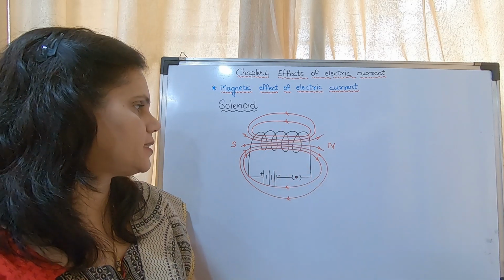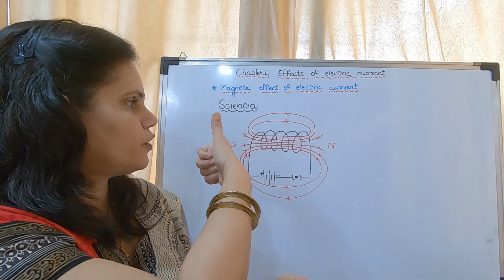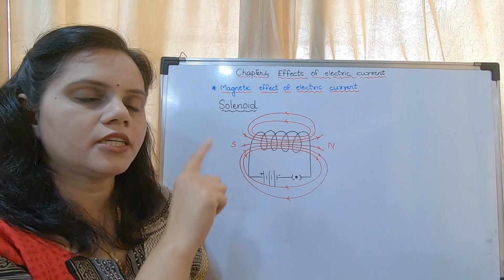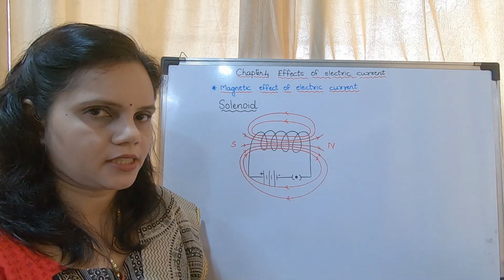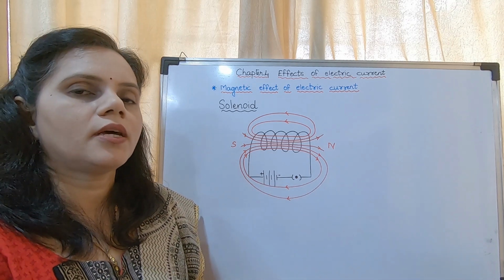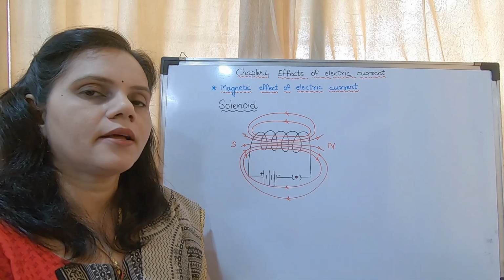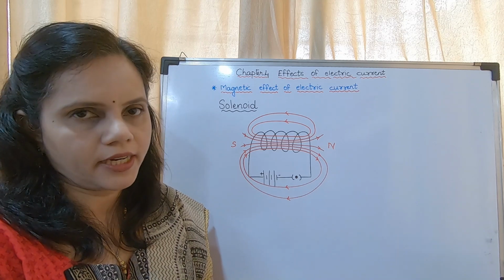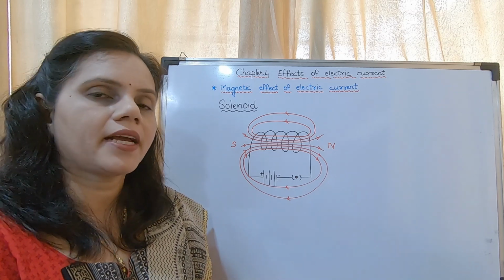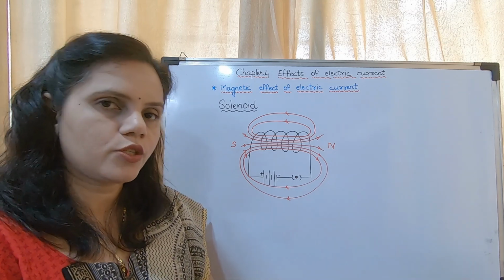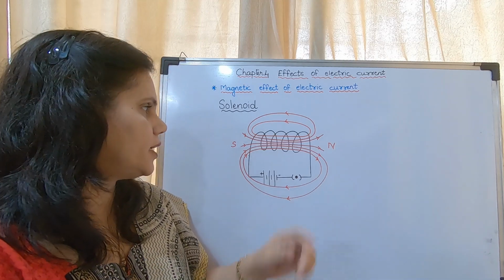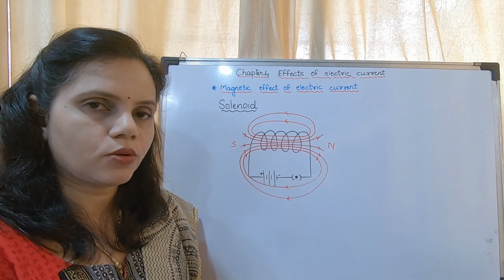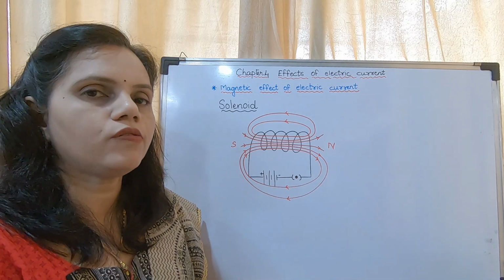When the current is passing, here it is in upward direction, here it is in downward direction. So it is continuously moving in upward and downward direction. But what about the magnetic lines of force? The magnetic lines of force are perpendicular to the direction of current. So we studied that the magnetic lines of force are perpendicular to the direction of current. The red lines which I have shown are the magnetic lines of force.